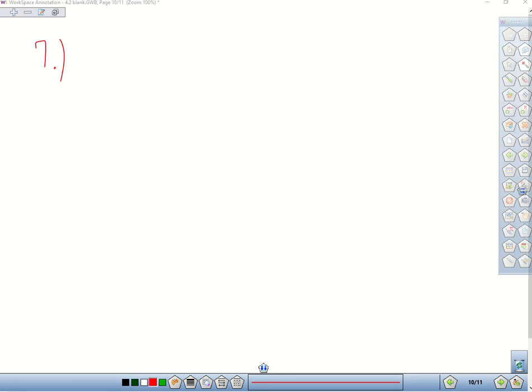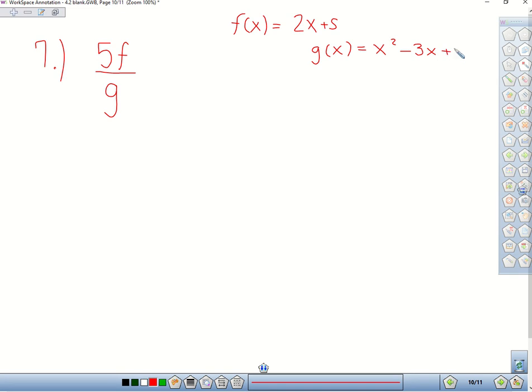So that's that. So here I'm just going to go over some homework problems. Number 7 says 5 times f over g. And this problem gives us f of x to be 2x plus 5. And the other function is g of x equals x squared minus 3x plus 2. So we're finding 5f over g. So I'm going to plug in, so it's 5 times 2x plus 5 over g of x, which is x squared minus 3x plus 2.